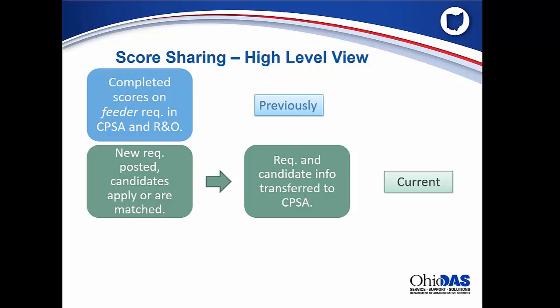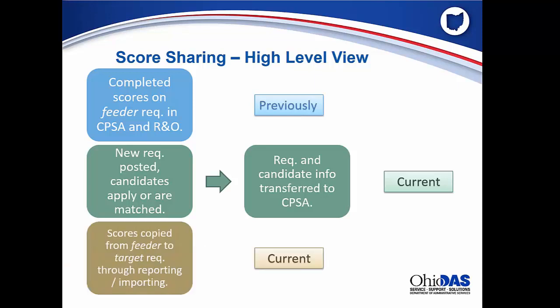So our two terms are feeder requisition, which is the source, and our new one, which is the target. Finally, within CPSA, by running a report that compares the feeder rec candidates against the target rec candidates, you output their scores, schedules, dates, and times, and you import that information to the new requisition. We'll go over that in more detail in the upcoming slides and in the system, and I'll explain how this is slightly different from our test retake eligibility report.